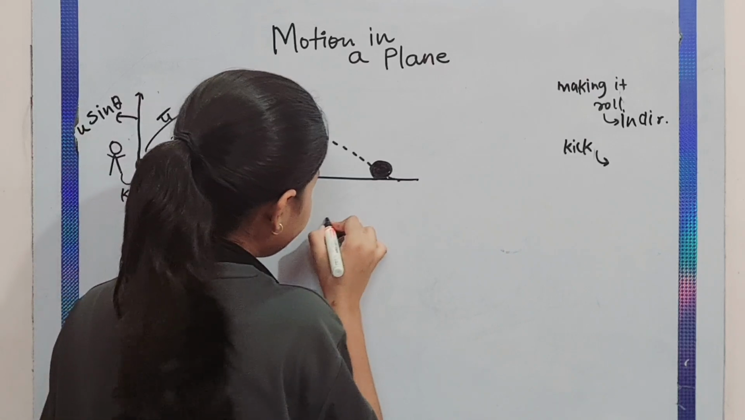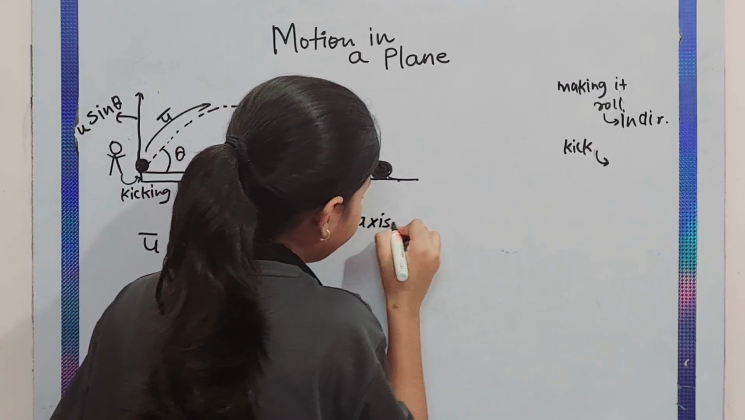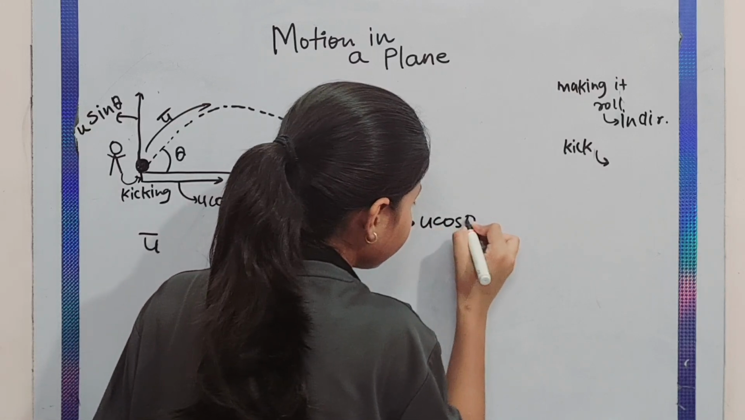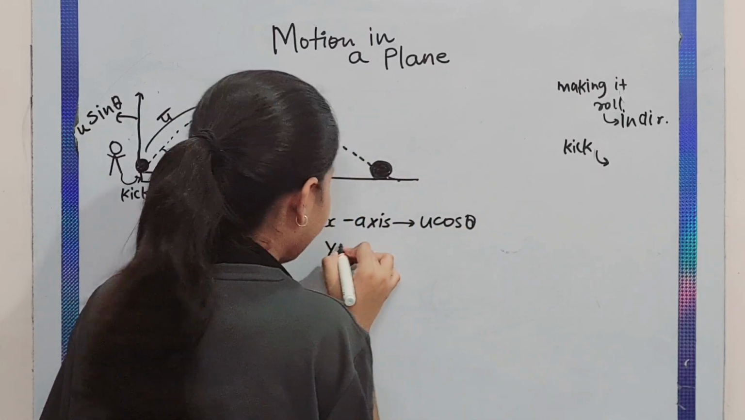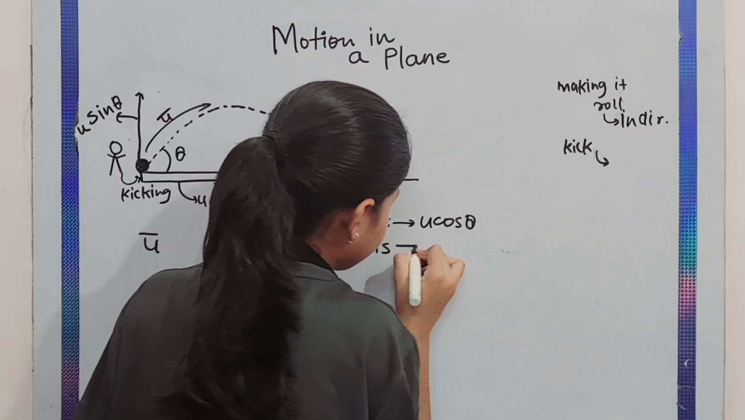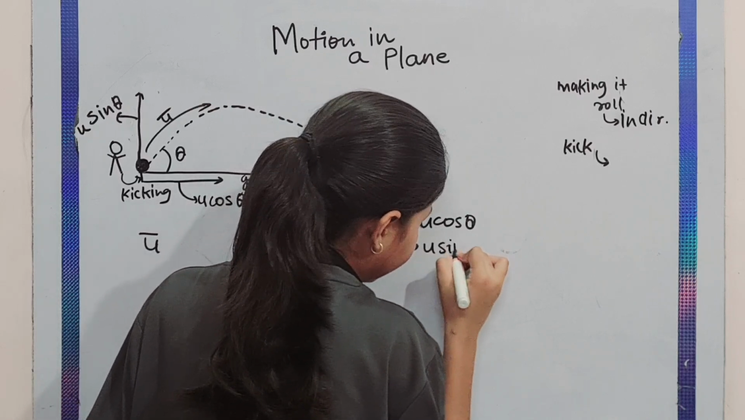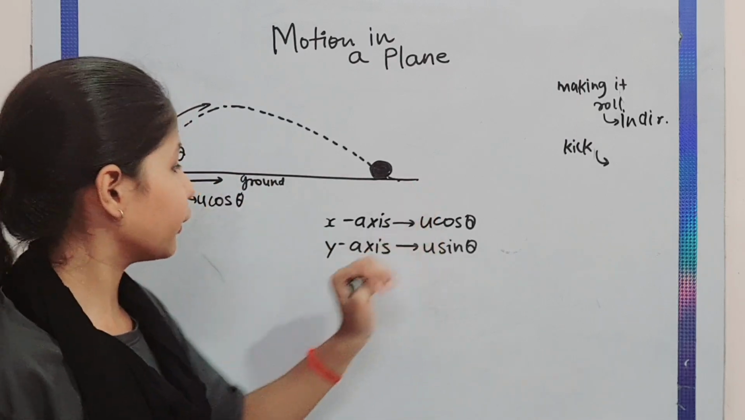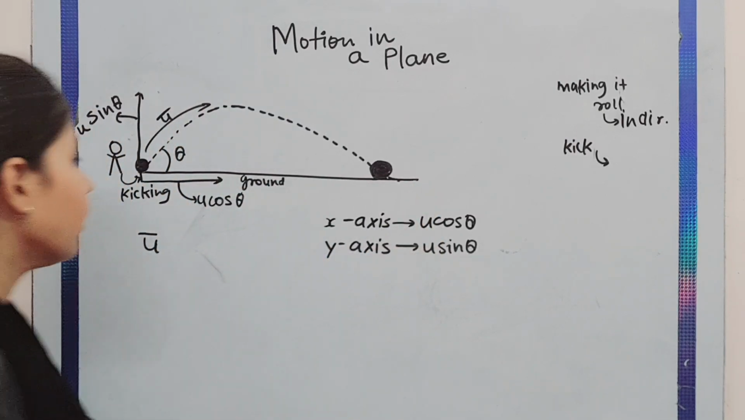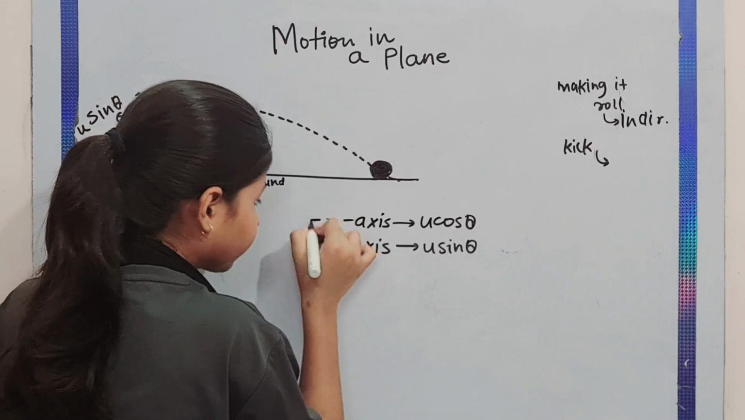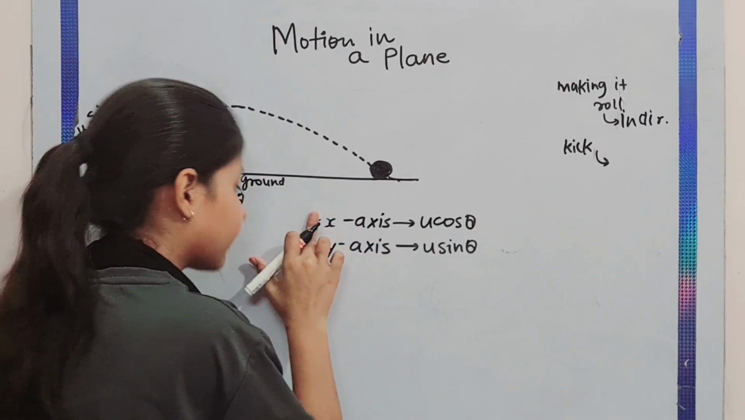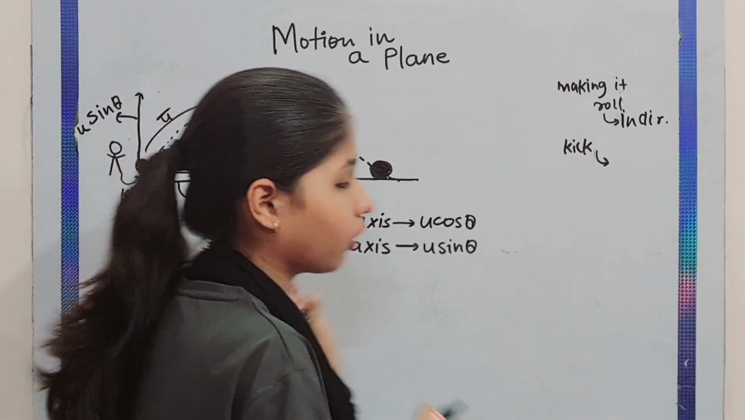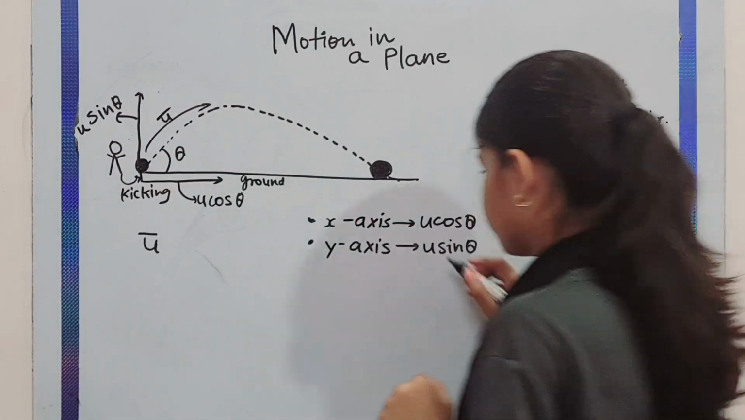So what can I say? That x-axis can be written as u cos theta, and y-axis can be written as u sin theta. Theta is the angle, sin and cos are trigonometric ratios, and u is the vector here. Okay? So these were the two topics. It is very important, and we are also going to derive some formulas on the basis of these values.